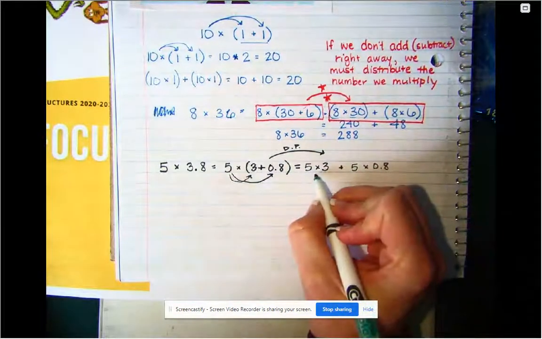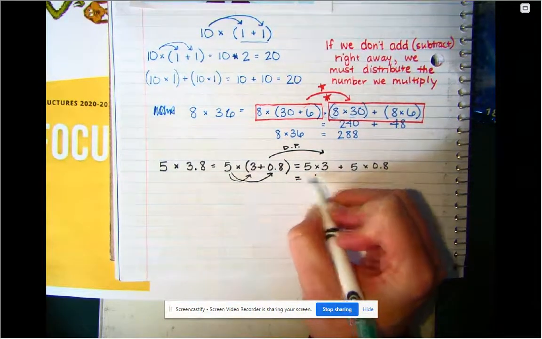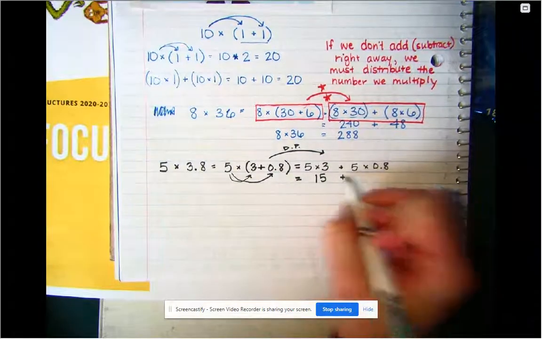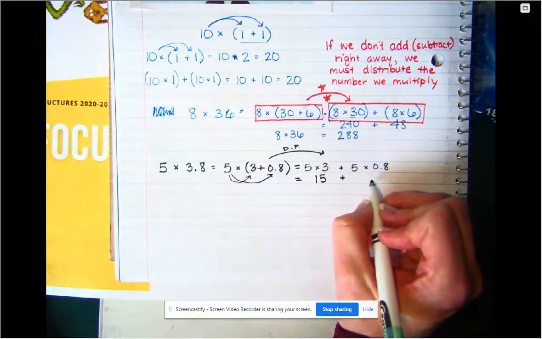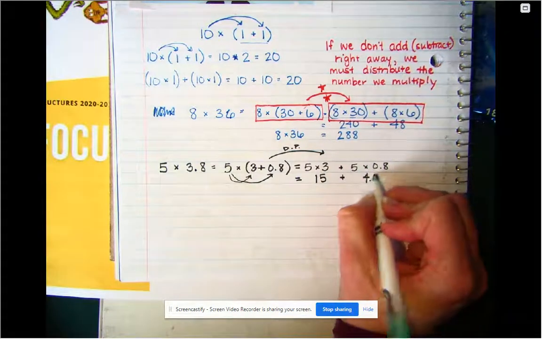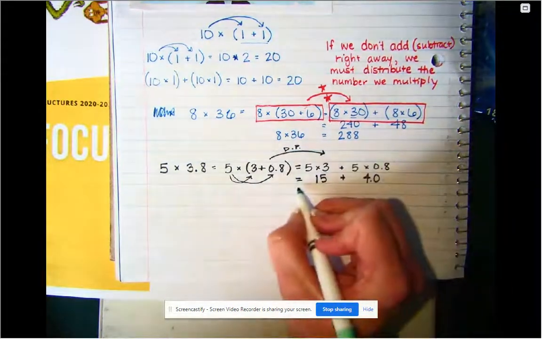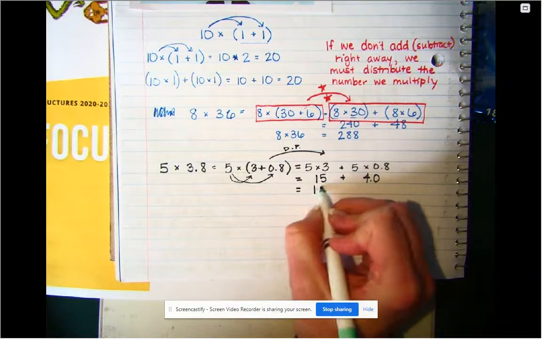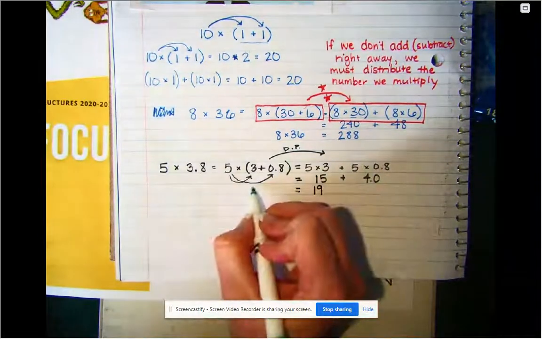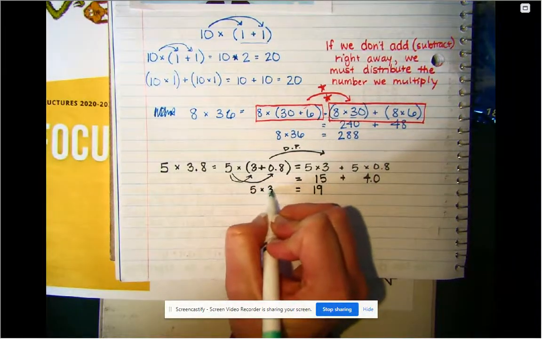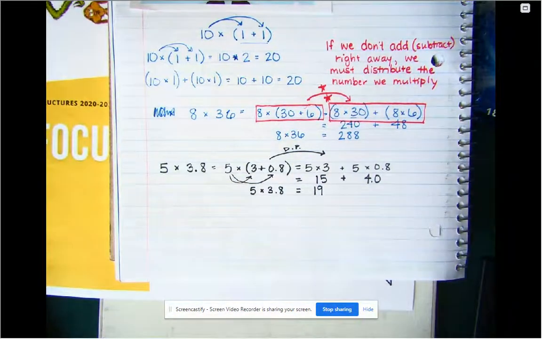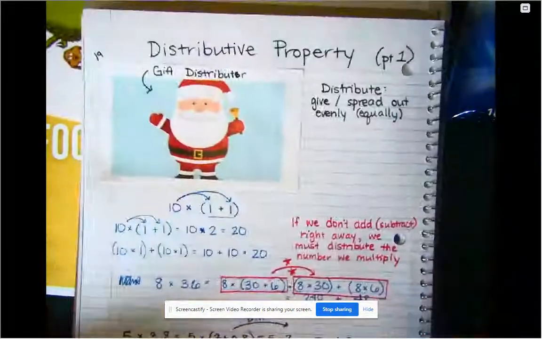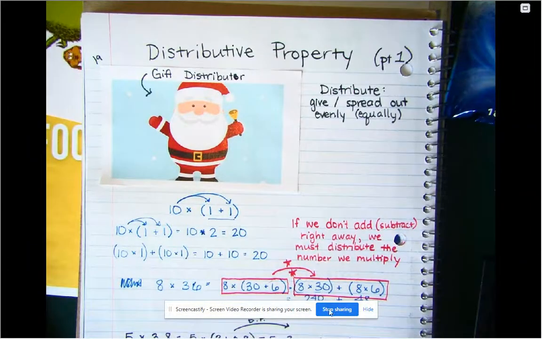Now I know that 5 times 3 is 15. And 5 times 8 tenths, well, 5 times 8 would be 40. I move the decimal back one spot, I get 4.0. 15 plus 4 is 19. So I just did 5 times 3.8 in my head using the distributive property. And this is our first page on that work.